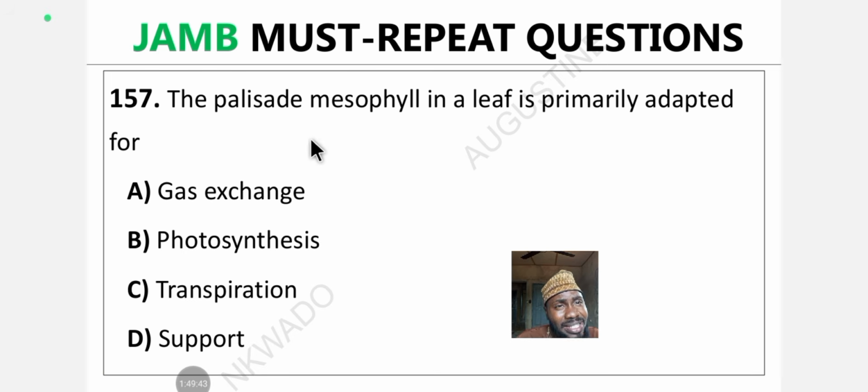Question 157. The palisade mesophyll in a leaf is primarily adapted for what? A. Gaseous exchange. B. Photosynthesis. C. Transpiration. D. Support. What's the answer? You know book. Drop the answer in the comment section.